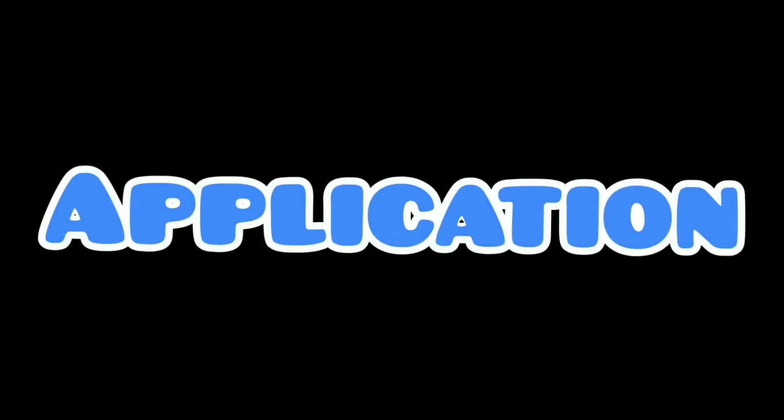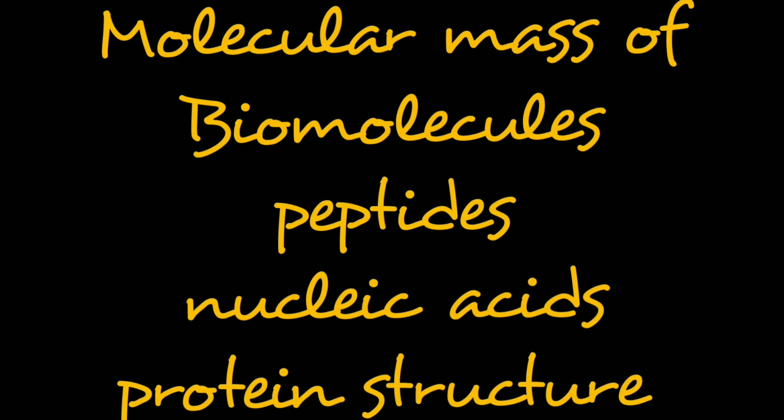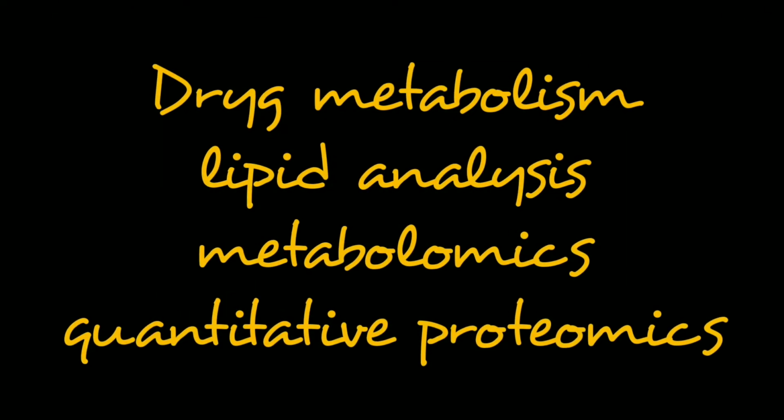Mass spectrometry is used to measure the molecular mass of biomolecules, for polypeptide and nucleic acid sequencing, and to determine protein structure. Advancement of this technology opened new dimensions in the analysis of complex biological systems. It includes drug metabolism, lipid analysis, metabolomics, quantitative proteomics, direct analysis of intact proteins and imaging of proteins in tissues.